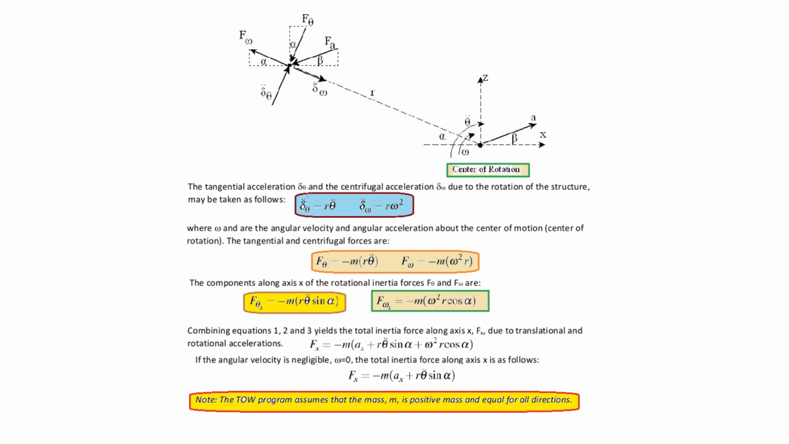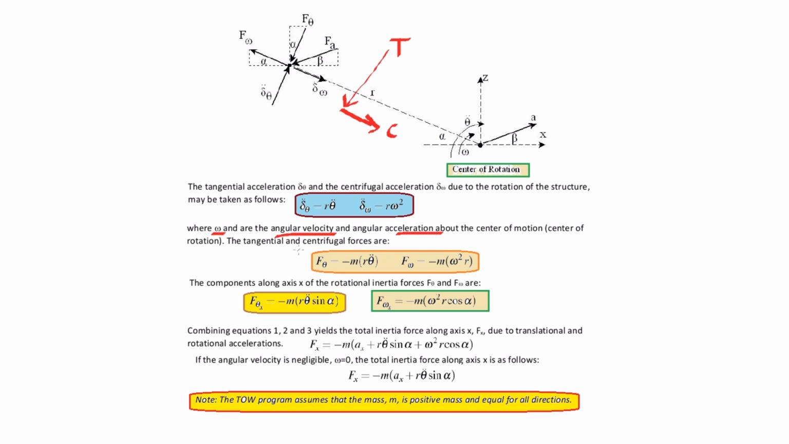The tangential acceleration delta theta and the centrifugal acceleration delta omega due to the rotation of the structure may be taken as follows. Due to rotation of the structure only, these both centrifugal acceleration as well as tangential acceleration. This is the tangential. Centrifugal is towards this center of rotation it would act, where omega is the angular velocity. So here omega is the angular velocity and acceleration about the center of motion. Here you can see this omega, right?